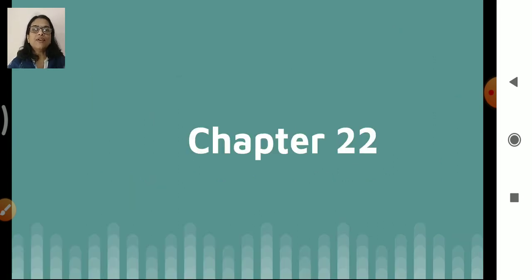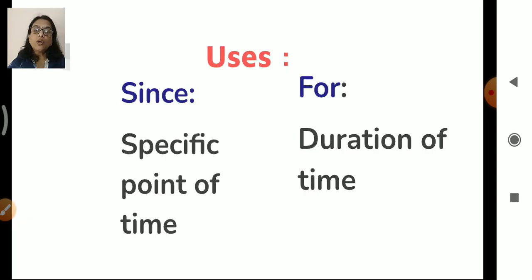Today we are going to start with chapter number 22. Before we go ahead, I would like to know whether you know the use of since and for. When to use them? We use since when a specific point of time is given. In a sentence it is used to refer to a specific point of time, like Monday, standard 3, standard 5, or a year like 1947.